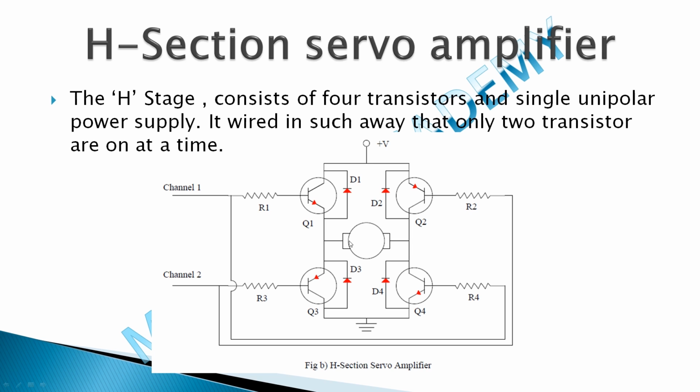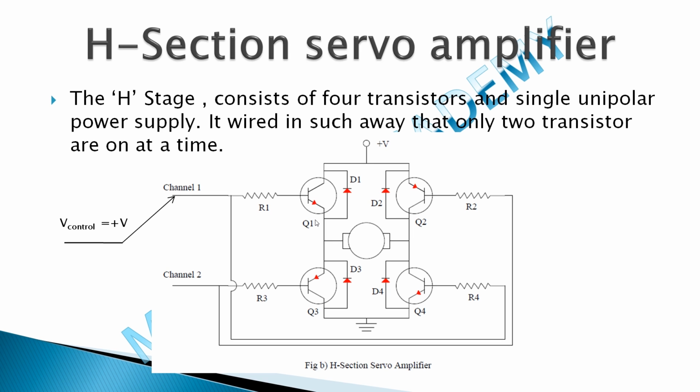Now let's check the working principle. Here 2 channels are there, channel 1 and channel 2. Channel 1 is connected with Q1 and Q4, and channel 2 is connected with Q3 and Q2. Now I'm supplying the positive voltage to channel 1. This is a control voltage. I'm not talking about the power supply here. Control voltage might be positive or negative, but the power supply is always positive. Because of that I'm mentioning the single unipolar power supply. The control voltage is positive.